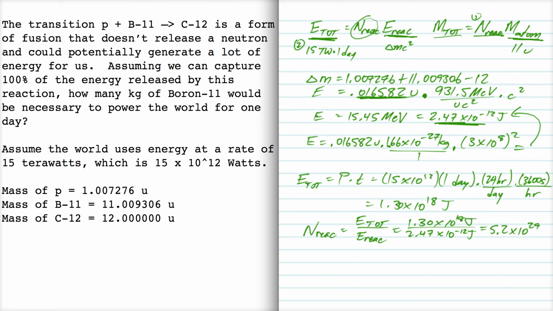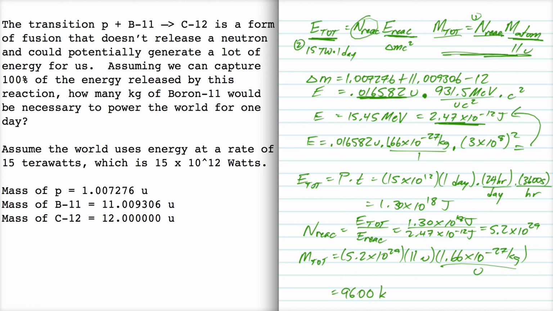Now, how much boron is that? Well, the total mass is that number, 5.2 times 10 to the 29 atoms times 11 AMU, using the equation up here. I don't really need to use all the significant figures here. I'm just using 2 or 3 sig figs. And then I convert that to kilograms, and I get 9,600 kilograms.